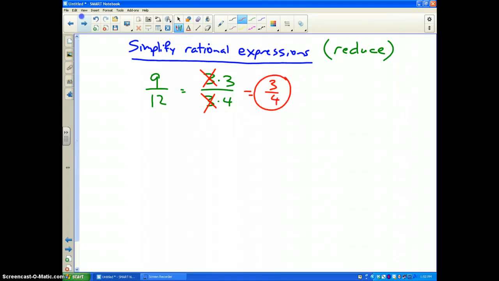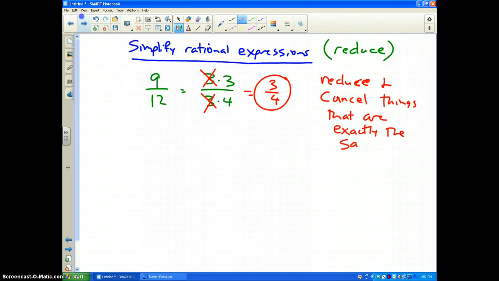The same is going to hold true this unit. You reduce and cancel things that are exactly the same in the numerator and denominator.